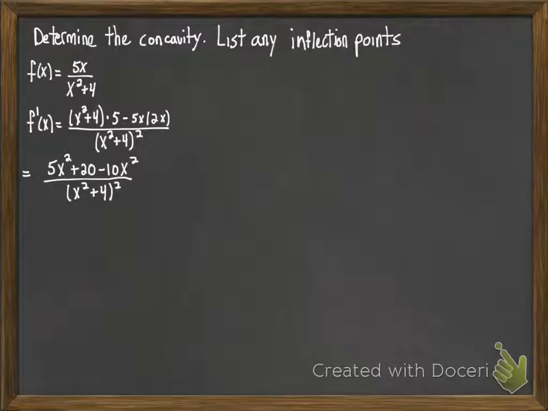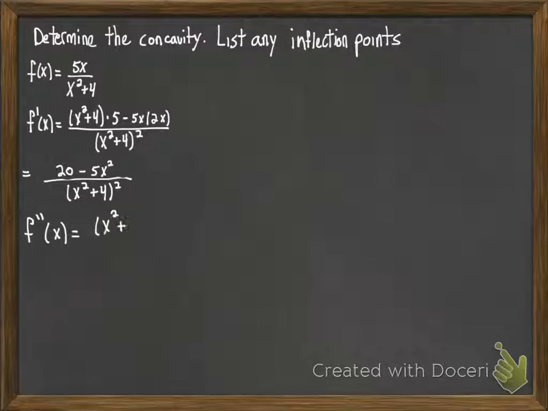So we take that result now, and we can simplify just a little bit more. We have a 5x squared and a minus 10x squared, so we can simplify that to get 20 minus 5x squared. So again, 5x squared plus 20 minus 10x squared, we combine like terms, we get 20 minus 5x squared. So that's our first derivative, and now we want to differentiate that.